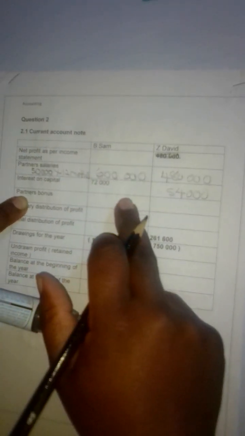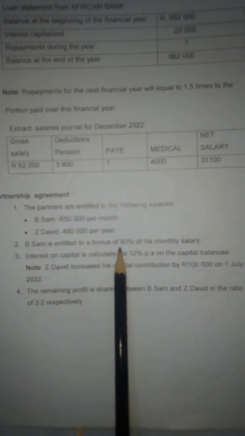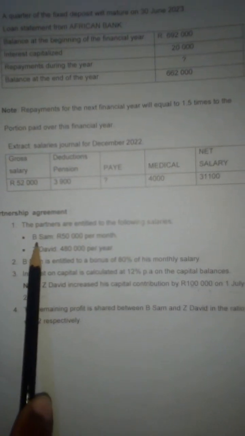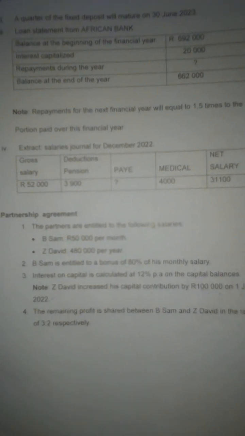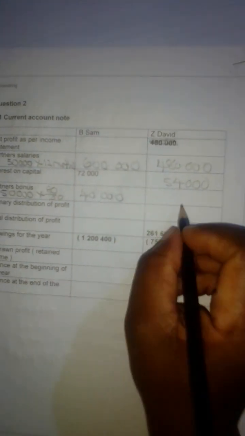Let's go on to partners' bonuses. Okay, let's move on again to the partnership agreement. They are saying on number 2, BSAM is entitled to a bonus of 80% of his monthly salary. How much is BSAM's monthly salary? It's 50,000. So it simply means we are going to say 50,000 multiplied by 80%, which will give us something like 40,000. Okay, there is no bonus for Z David. The bonus was only there for BSAM.